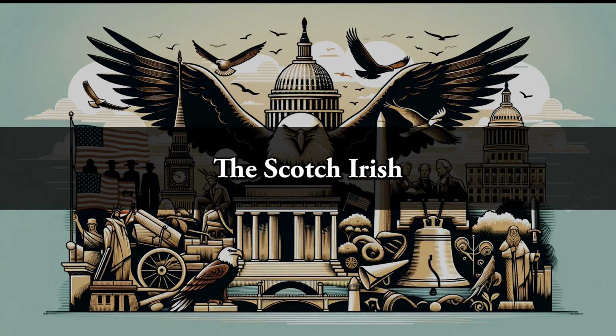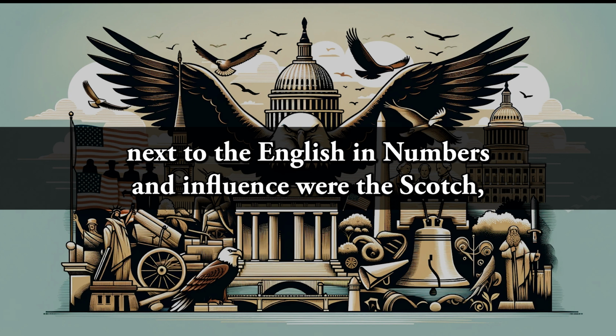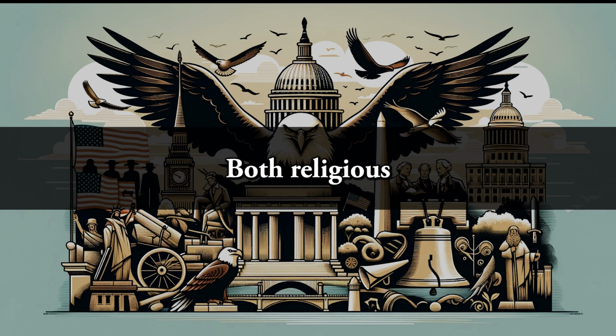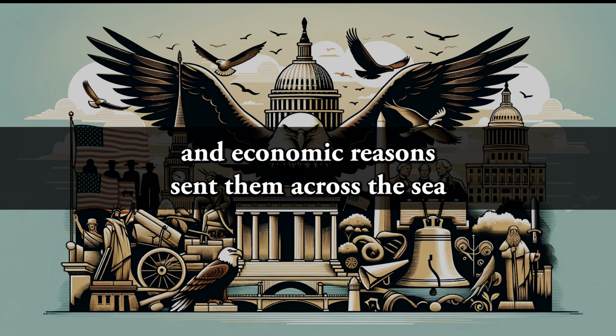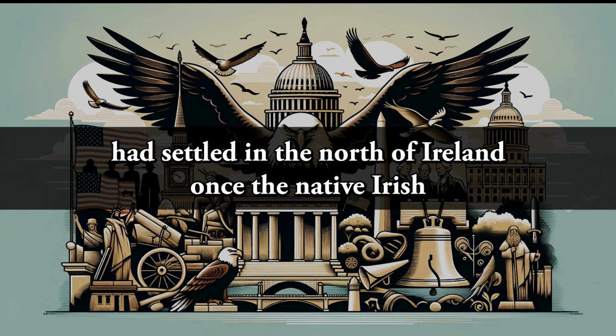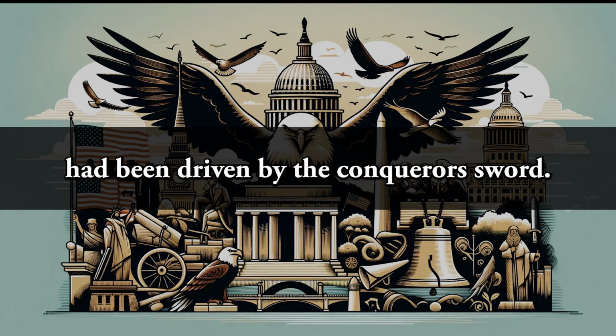The Scotch-Irish. Next to the English in numbers and influence were the Scotch-Irish, Presbyterians in belief, English in tongue. Both religious and economic reasons sent them across the sea. Their Scotch ancestors, in the days of Cromwell, had settled in the north of Ireland whence the native Irish had been driven by the Conqueror's sword.